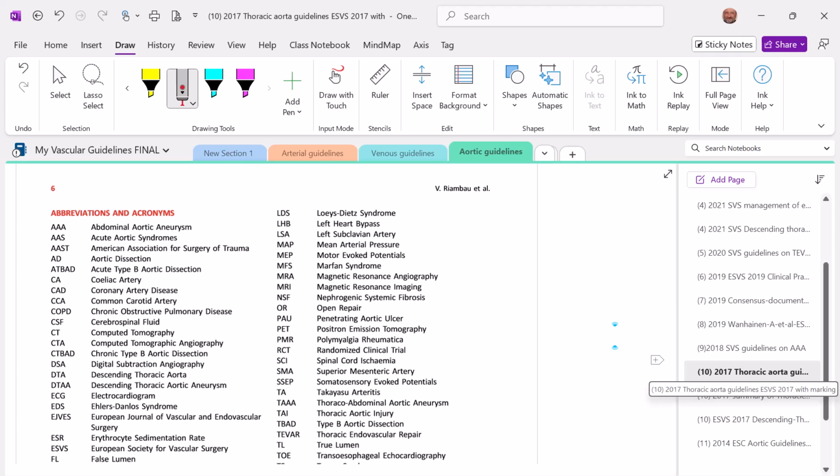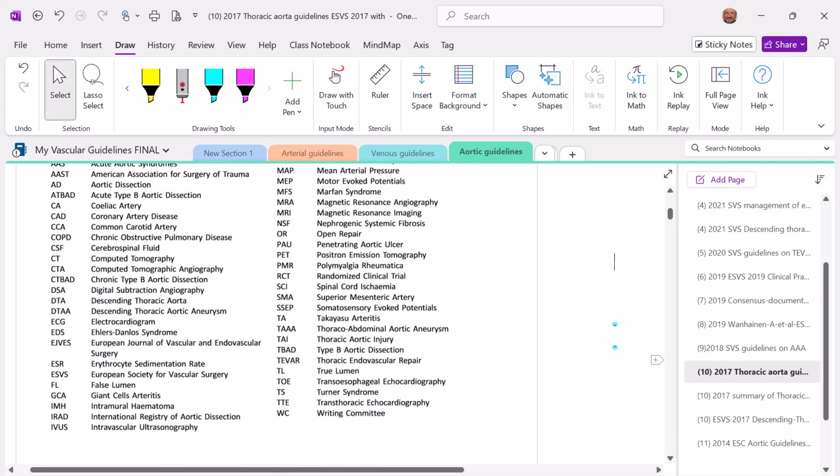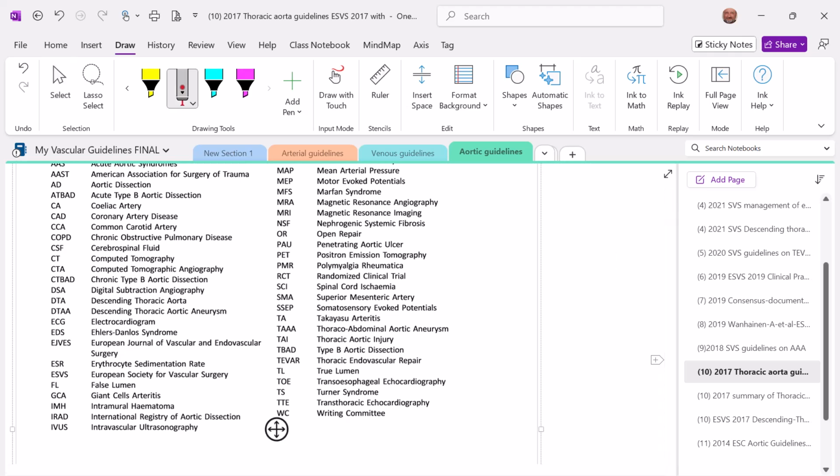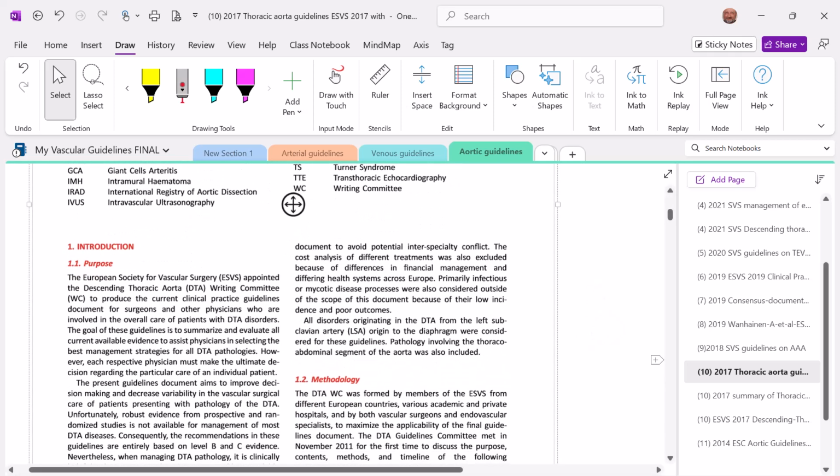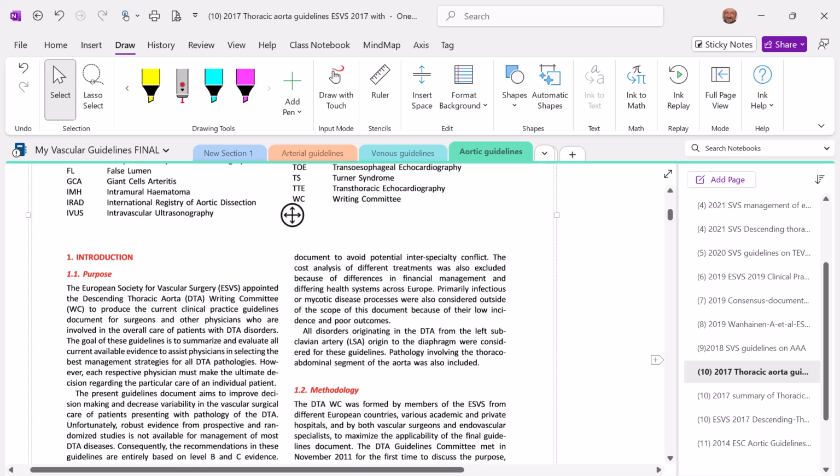So we'll go down. This always gives you the abbreviations of, for example, Loeys-Dietz syndrome, LDS, left heart bypass, LHB, left subclavian artery, LSA. So these are the abbreviations that are going to be used, and I recommend you to read them quickly, because whenever you get an abbreviation, you want to know what it means. For example, WC is writing committee, who wrote these guidelines. Now we're going to shuffle through quickly into descending thoracic aortic aneurysm, hoping to get the maximum benefit to everyone.